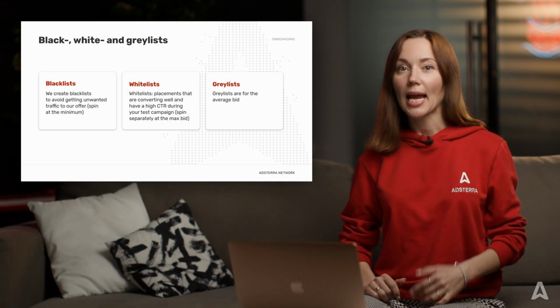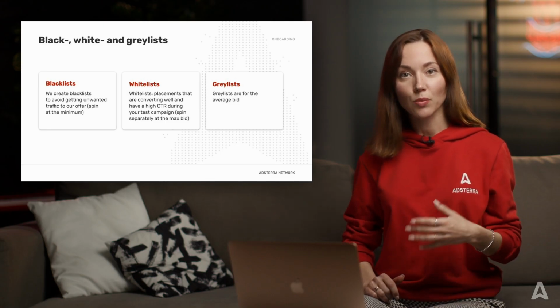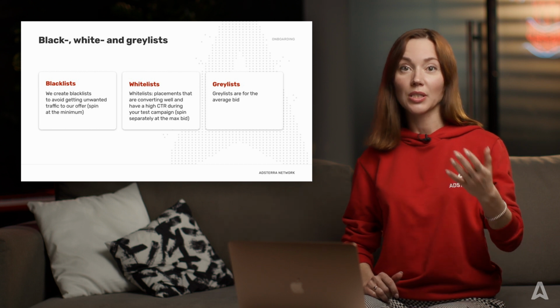And as for graylists, when some source is a bit lacking in performance and it's a so-so one, do not blacklist it. Go with an average bid and graylist this source instead, with a separate price for this particular source.